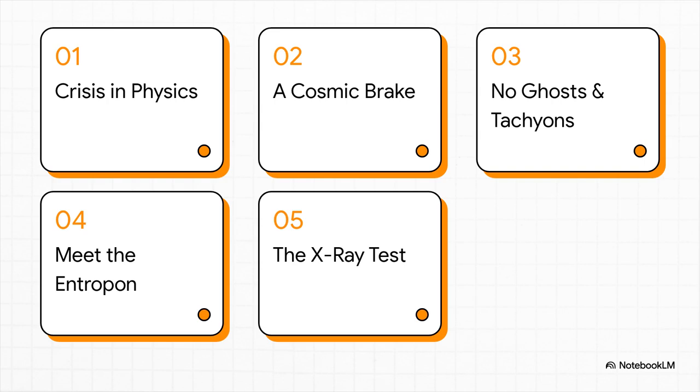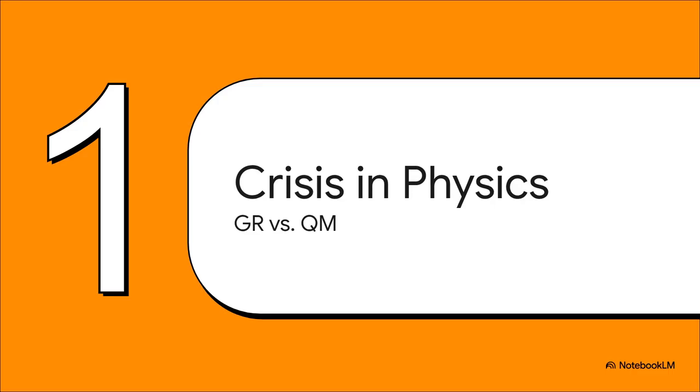So here is our roadmap for today. We'll start with the fundamental crisis in modern physics, explore a proposed cosmic break for gravity, verify the math to ensure no theoretical ghosts pop up, meet a brand new particle called the Entropon, and finally, lay out the ultimate X-ray test to prove it all. Let's do it. Section 1.